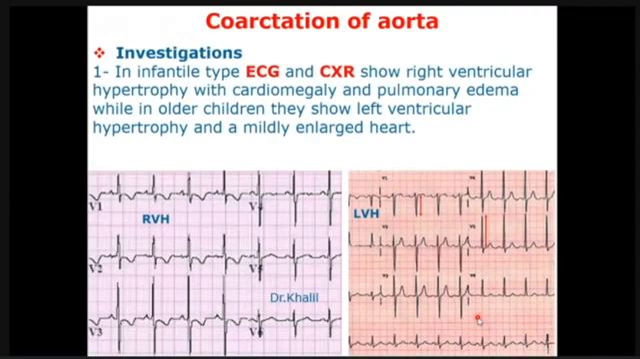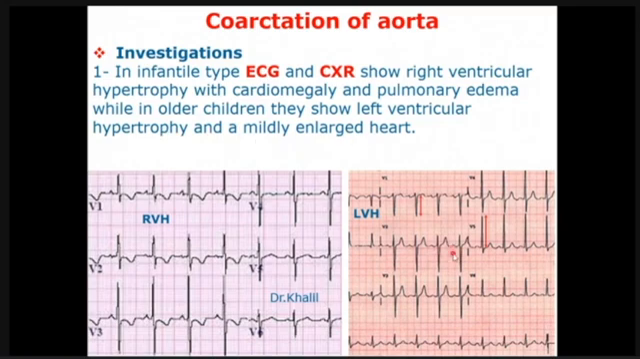On investigations, ECG, of course, because there is obstruction. And the infantile type, together with the chest X-ray, show features of right ventricular hypertrophy with cardiomegaly. There are details about that, maybe not so important for you, and even pulmonary edema. So in the infantile type, there are features of right ventricular hypertrophy. While in the older children, they may show left ventricular hypertrophy and mild cardiomegaly.